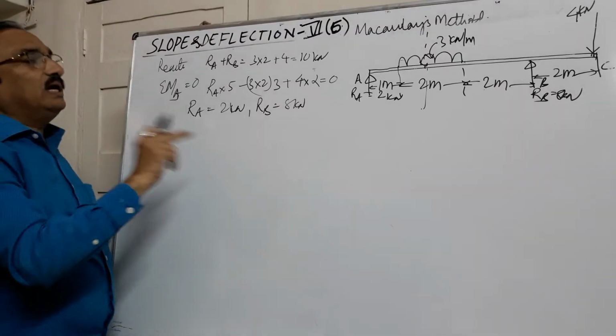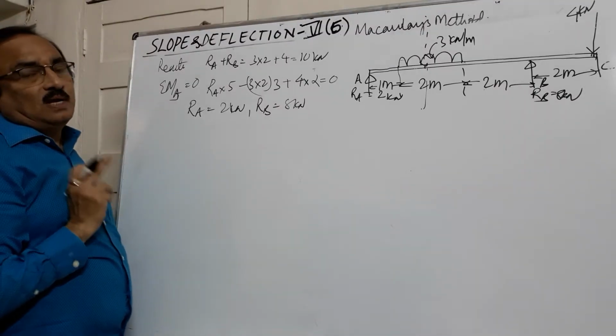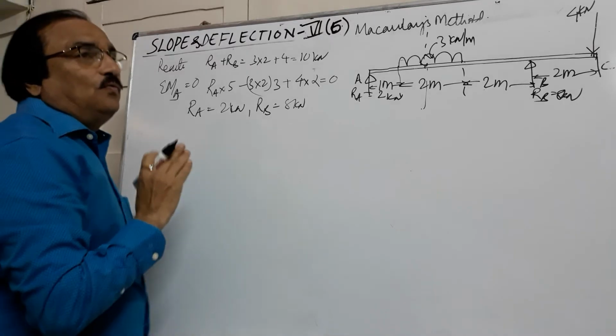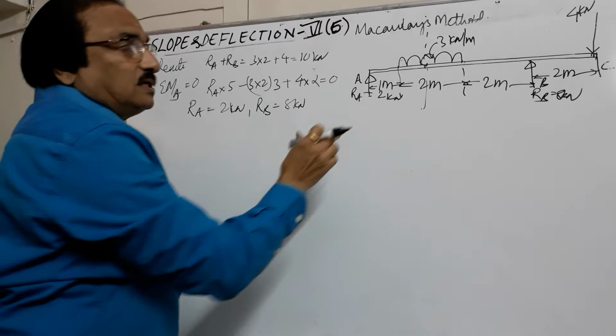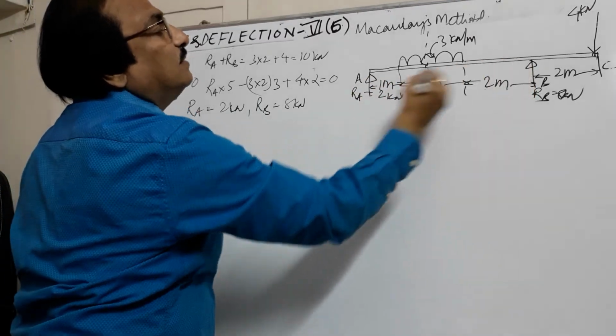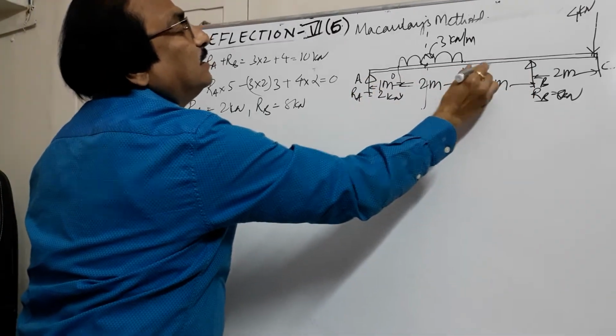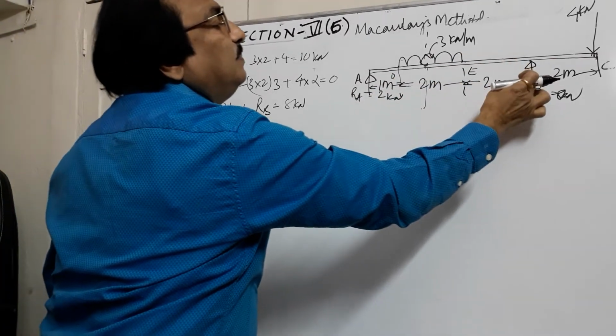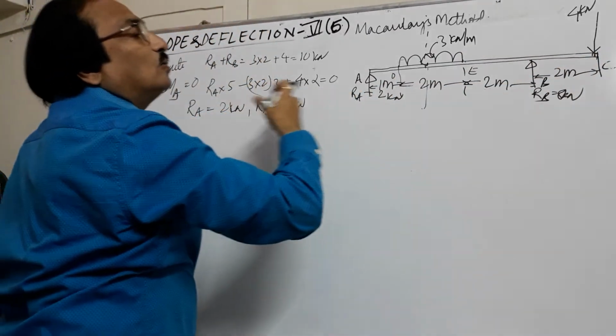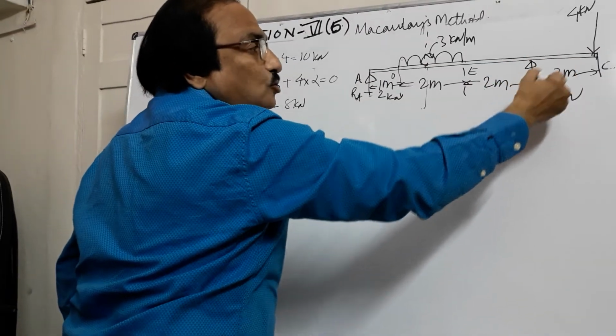So this is the first job, to find out the reactions irrespective of any method you are using. Now we are in the Macaulay method. Here in the Macaulay method, we consider the section at the last end. See, these are the portions here. Suppose we call this A, B, C, D, E. How many portions are there? AD, DE, EB and BC. Out of this, the last portion happens to be BC.